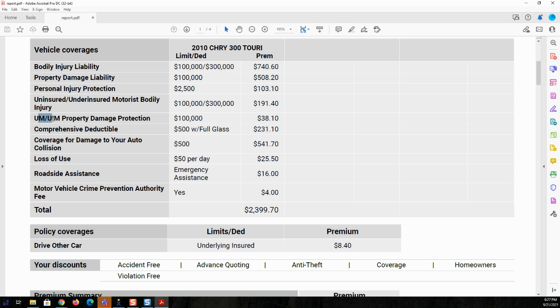So if we talk about uninsured and underinsured property damage, same principle as the property damage that you cause, except this is in reverse.